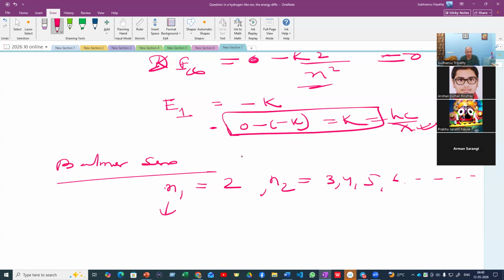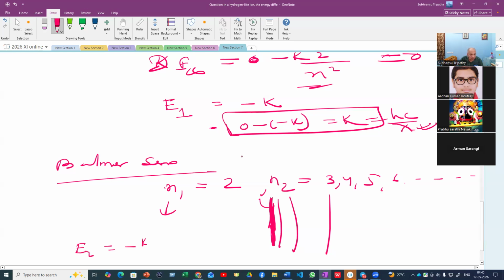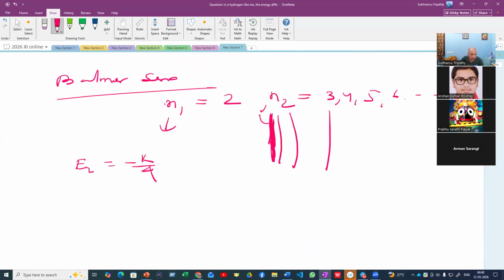So in the Balmer series the pattern is the same. The gap will reduce, and after a few lines the lines will overlap and form a thin band called the continuum. And Arohan was saying the last line will be at 3,000 something, infinity to 2. So E2 is equal to minus k by 4, 2 square is 4, and E infinity is 0. So delta E is equal to plus k by 4.